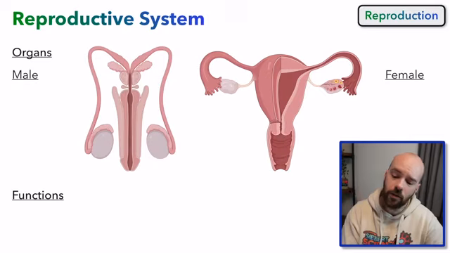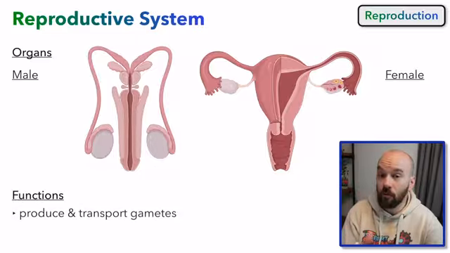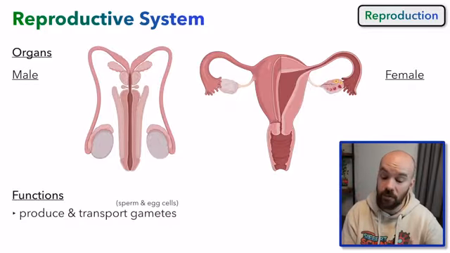We got one final category, which is reproduction. Of course, we've got a male and a female reproductive system to talk about. Let's start with the male reproductive system. Oh, before we get into that, actually, what are the functions of this? The functions are, one, to produce and transport gametes. Gametes are going to be the sex cells: the sperm cells in the male reproductive system, and egg cells in the female reproductive system.